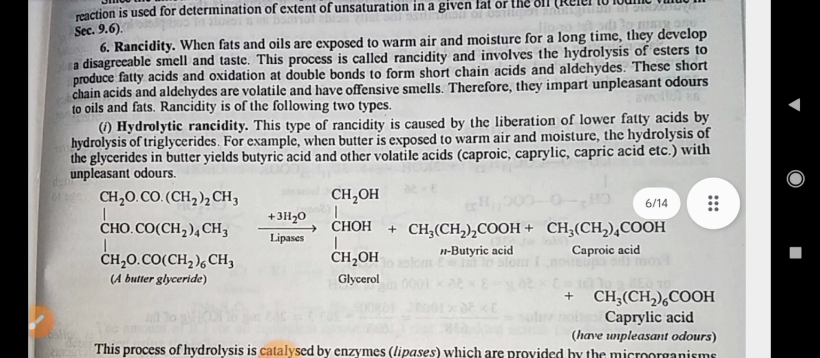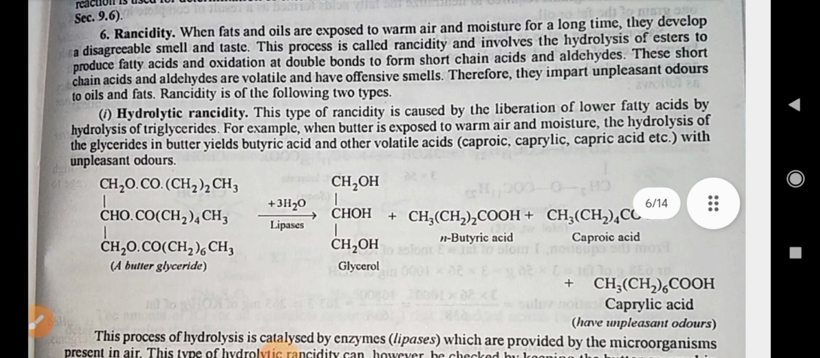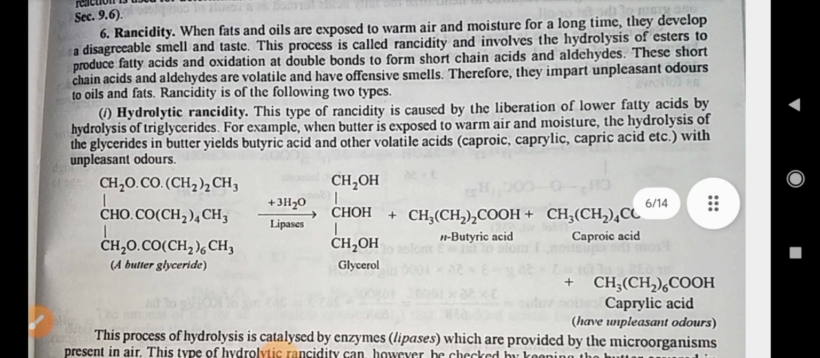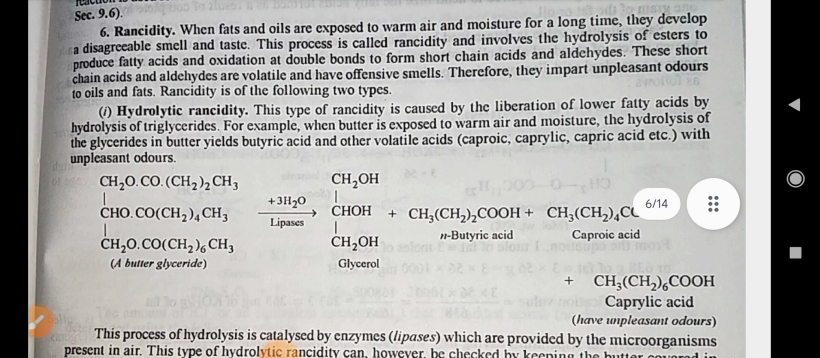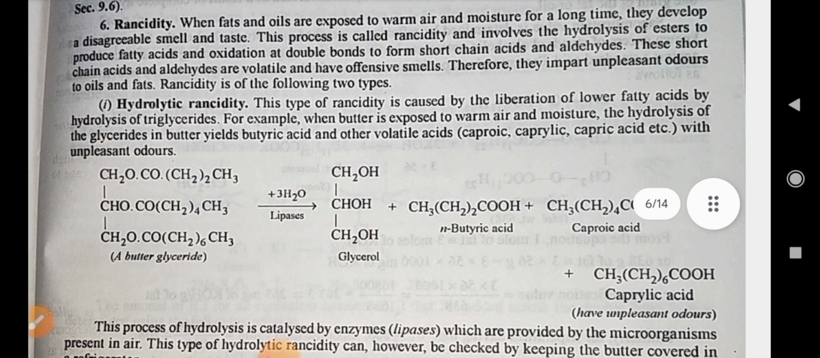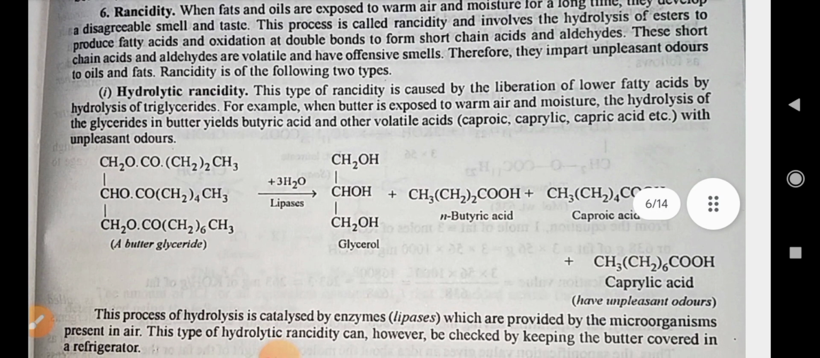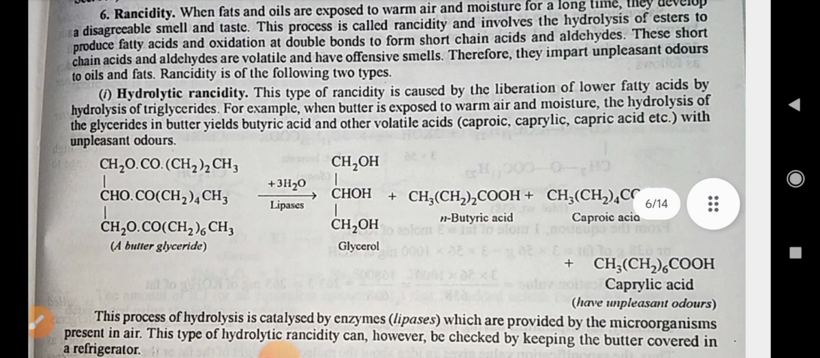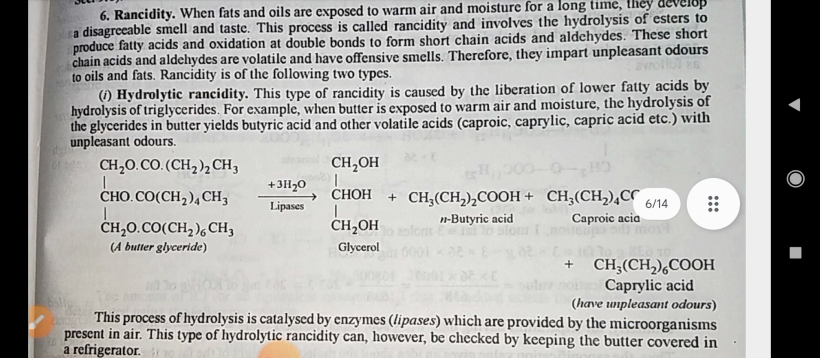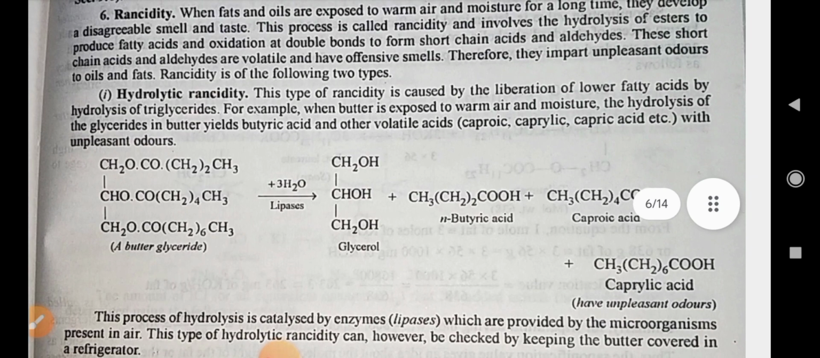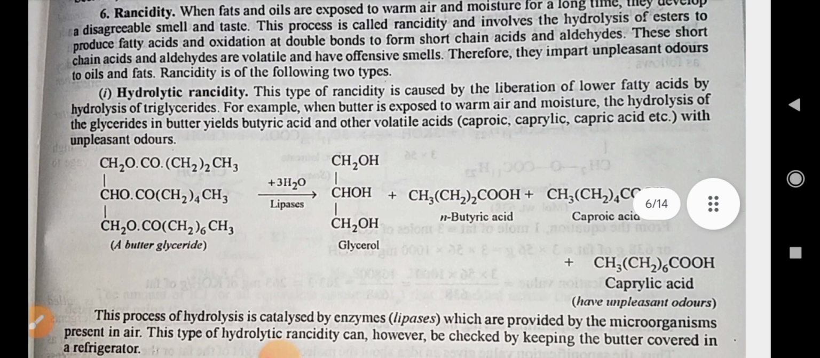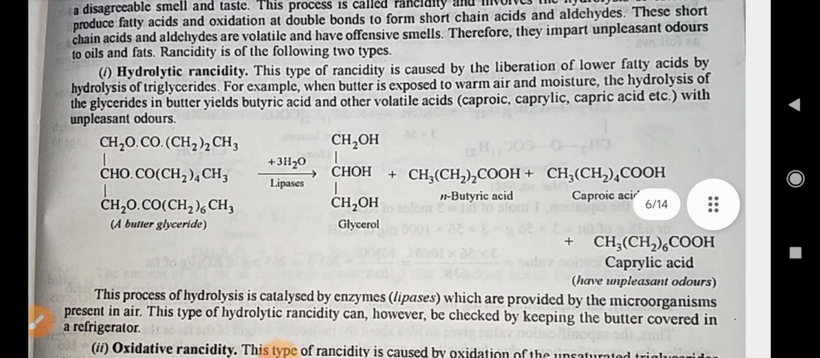Rancidity. When fats and oils are exposed to warm air and moisture for a long time, they develop a disagreeable smell and taste. This process is called rancidity and involves the hydrolysis of esters to produce fatty acids and oxidation at double bonds to form short chain acids and aldehydes. These short chain acids and aldehydes are volatile and have an offensive smell. Therefore, they impart unpleasant odors to oils and fats. Rancidity is of the following two types.